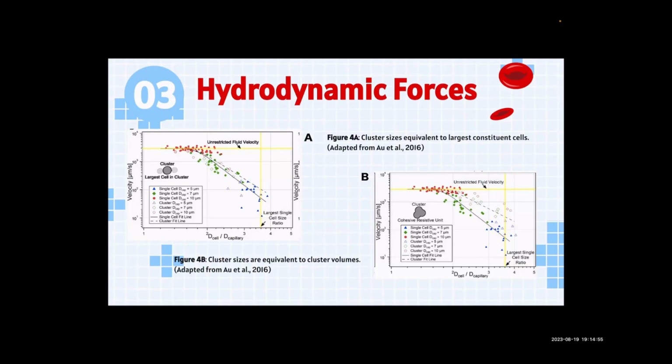when the cluster diameters are equal to the spheres of equivalent volumes as all constituent cells. But contradictingly, figure 4b shows not much of a significant difference in velocities between clusters and singlets when the cluster diameters were considered equal to the diameters of their largest constituent cells.